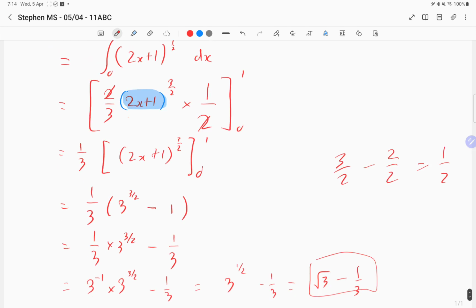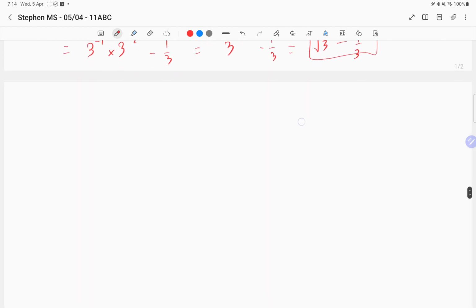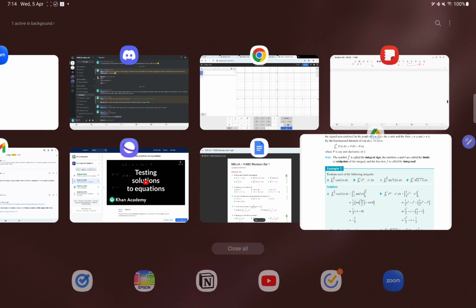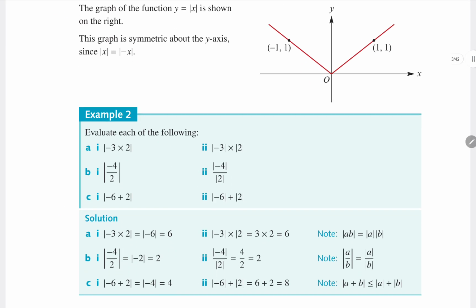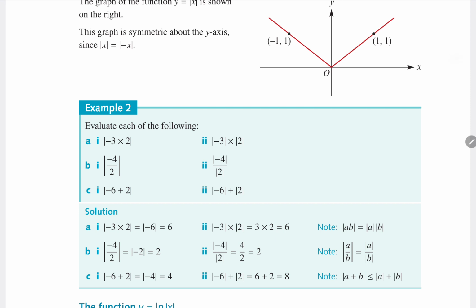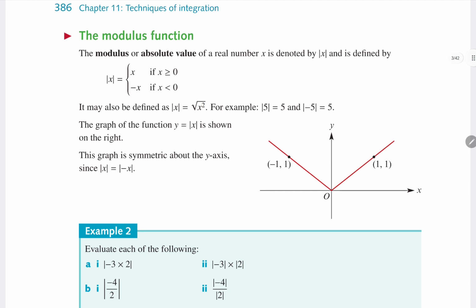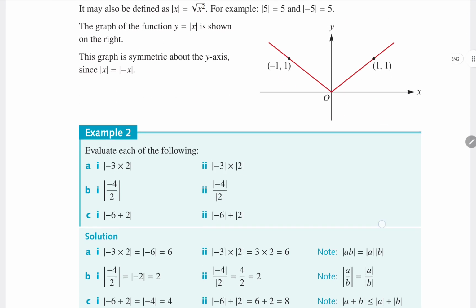Okay, so everything makes sense so far? That's only because that's the easiest part. Now, let's see what the next question is like. The modulus function. This one is not too hard. Modulus just means if you get negative, you just cancel out negative. We did this before, but you're officially learning that in specialist now. So just do that.